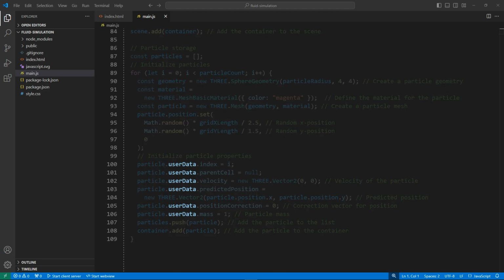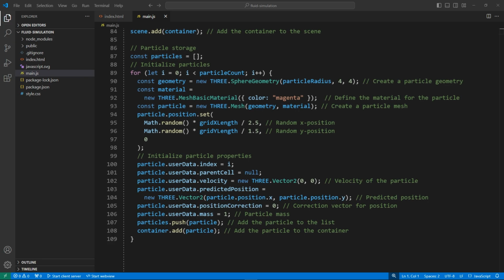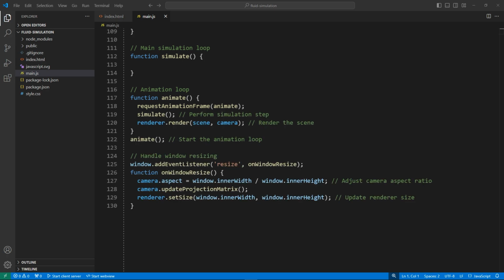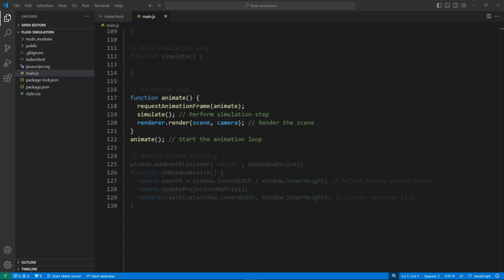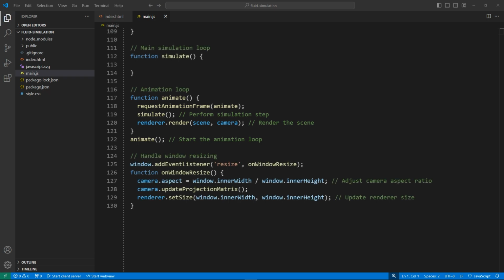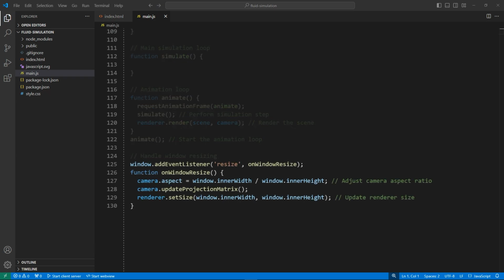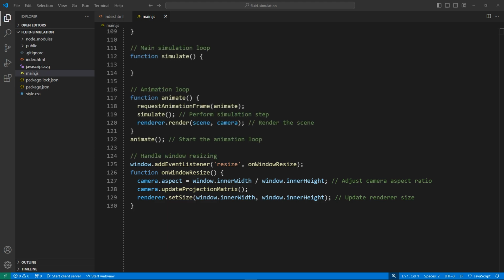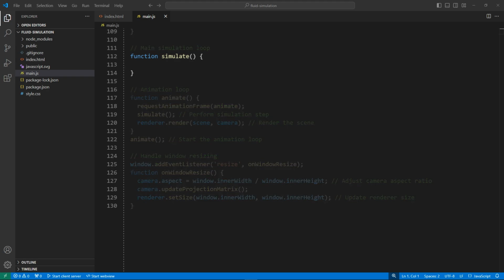Three.js provides a user data object where you can store custom data. I'm using it to store particle properties. The main part of the simulation is the simulate function, which will be called recursively in the animation loop function. And finally, we refresh Three.js parameters in case the user resizes the window. So now with all the basics out of the way, it's time to talk about the simulate function.